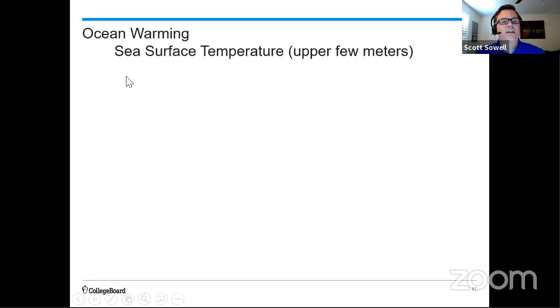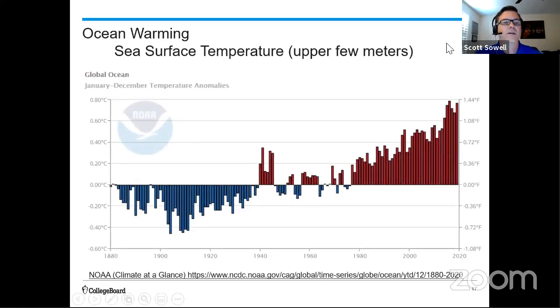So in particular, we're going to take a look now at sea surface temperature. This is the temperature of the ocean in the upper few meters of water. And if we just look at the anomalies from January to December from 1880 all the way up to 2020, you can clearly see there's much more of a positive anomaly, some increases in temperature in more recent times, and the overall trend is increasing.